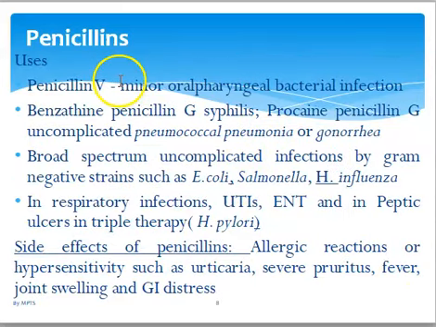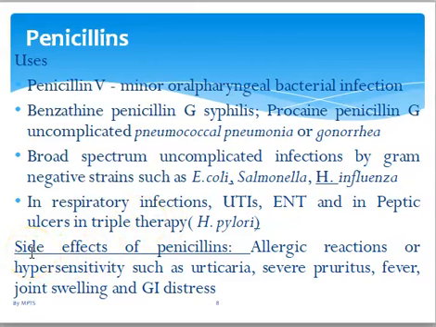Uses of penicillin: Pen-V is used in minor oropharyngeal bacterial infection; benzathine penicillin G for syphilis; procaine penicillin G is used in pneumonia, gonorrhea. They are also used in E. coli infection, influenza, respiratory infection, ENT, otitis media, and penicillin is also used in triple therapy in eradication of H. pylori.